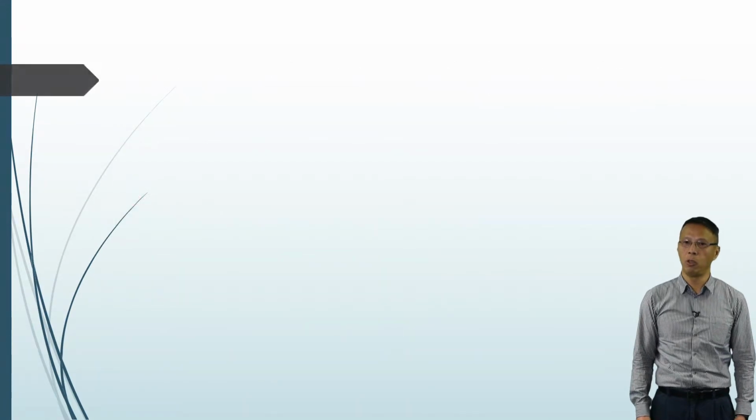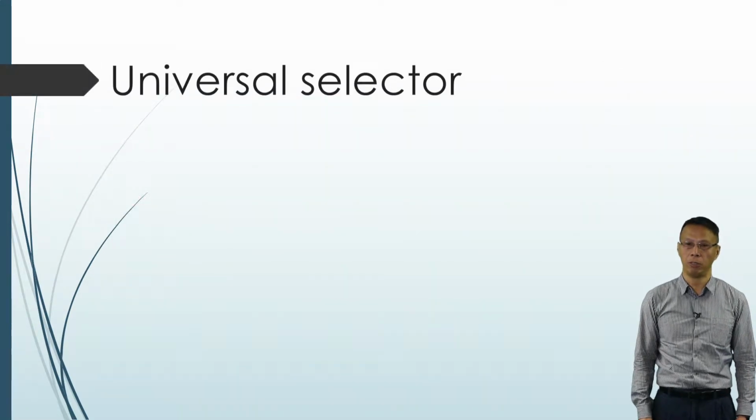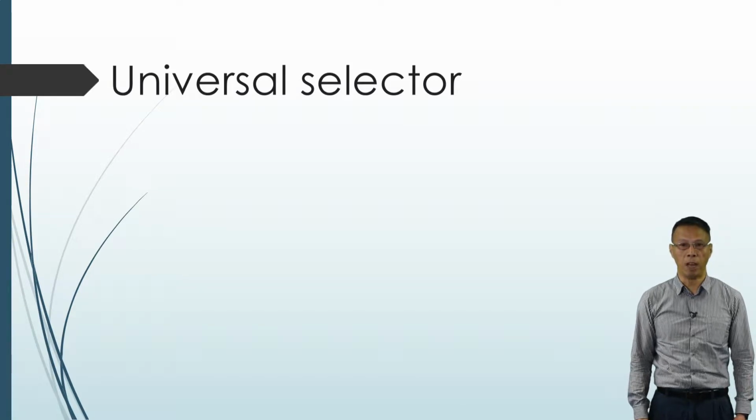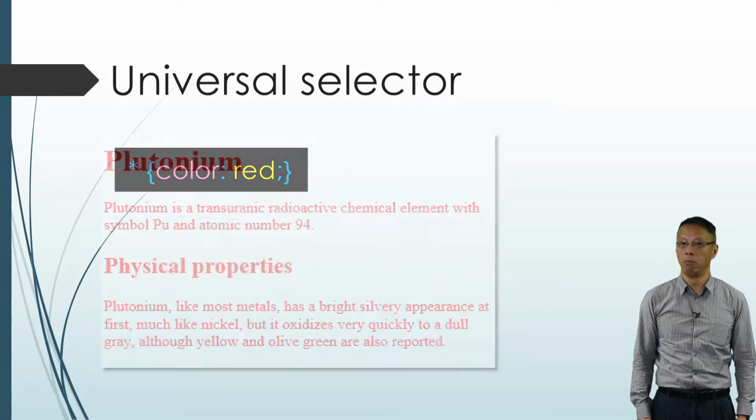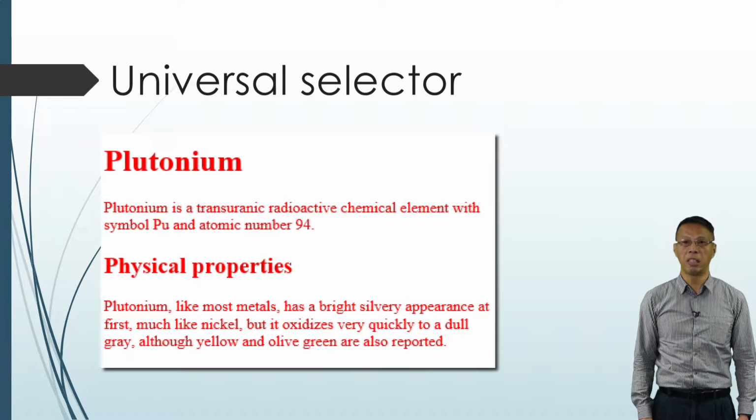Now here we start to learn more about the selectors. One example is I want to specify all colors in my display as red. Now we have a rule such as star, color colon red. The star means everything, all elements. And here we say this is a universal selector.